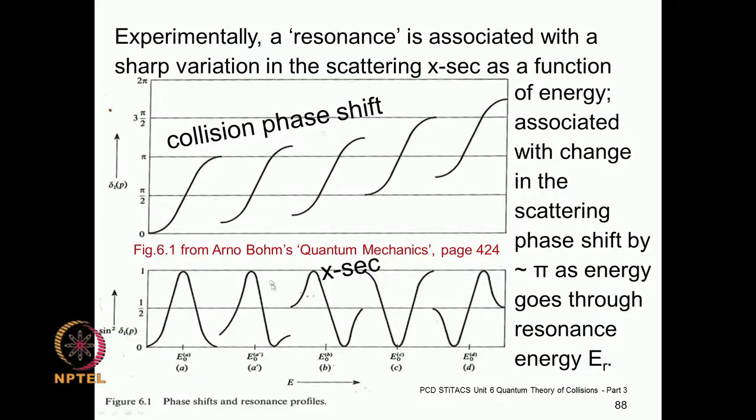And over and above that, because of the dynamics of the collision process, you may have an additional phase shift which goes through a change in phi. And look at this, if you have a starting value which is different, then if you plot the cross section, which is like sine square delta for that particular partial wave, of course these figures will be different for every different value of the L quantum number, then the scattering cross section will have very different kinds of profiles.